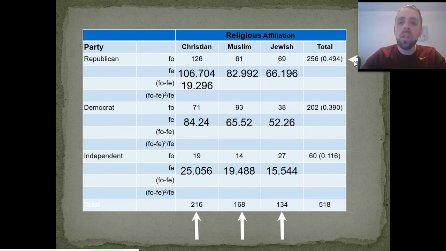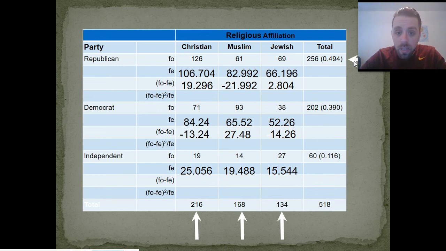Okay, so moving on, what you should have gotten is a table that looks like this. Negative 21.992, 2.804, negative 13.24, 7.48, 14.26, negative 6.056, negative 5.448, and 11.456. That is the difference. That is each expected frequency's value. That is the deviation of each expected frequency from its observed frequency.